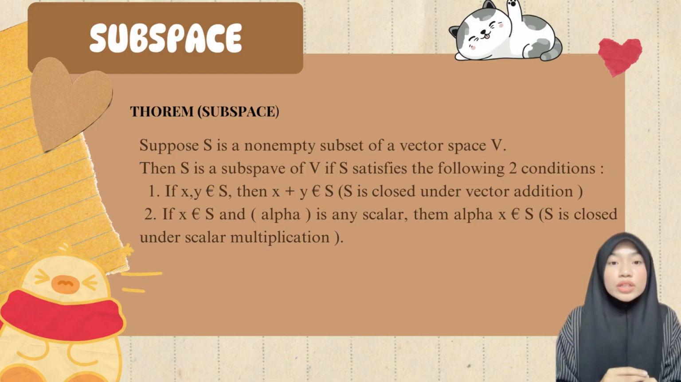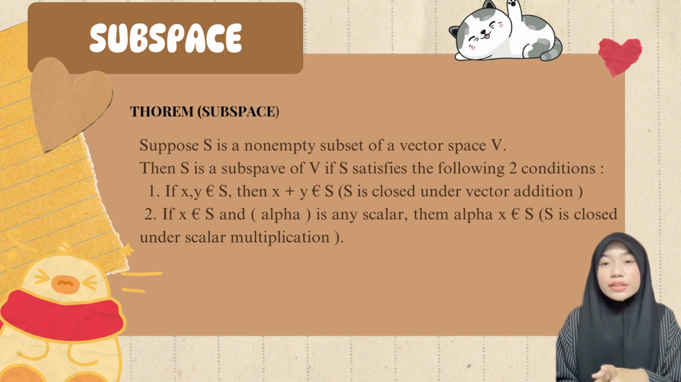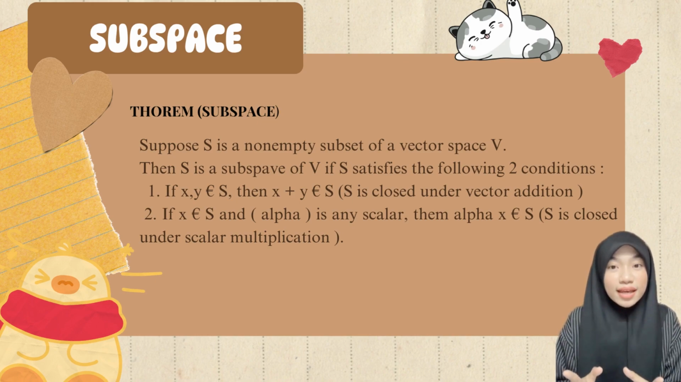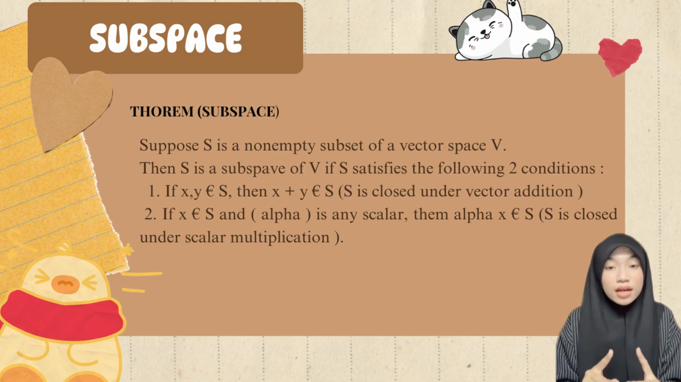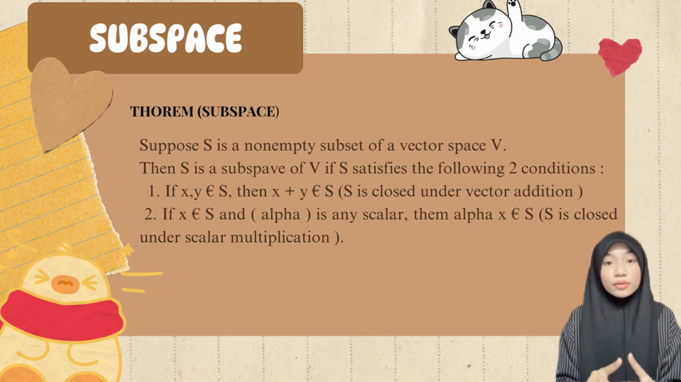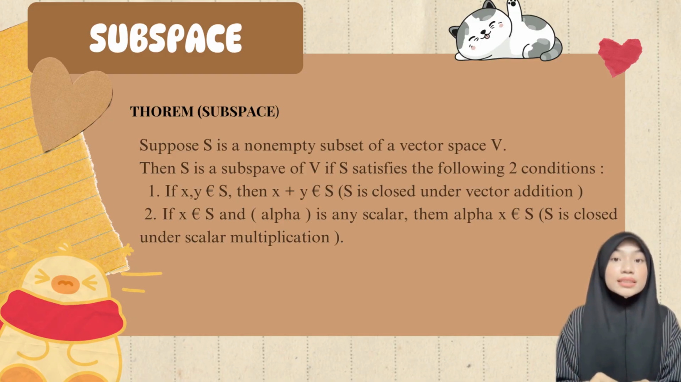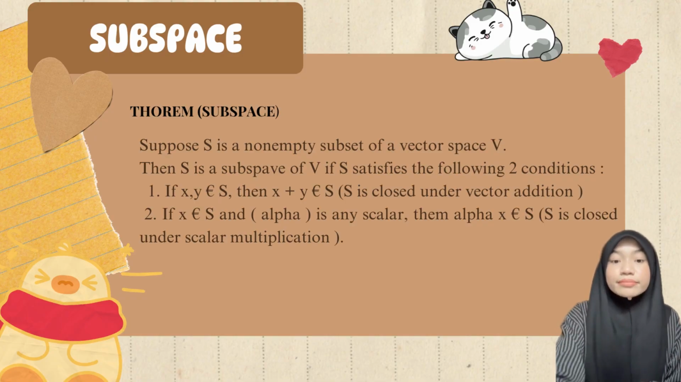The second condition, close under scalar multiplication. This means if we take any single vector x from that set and multiply it by any number or scalar alpha, the result in bracket alpha x must also stay inside that very same set.